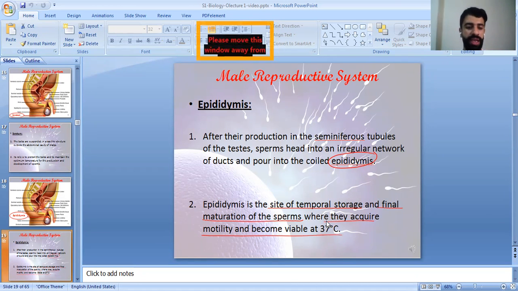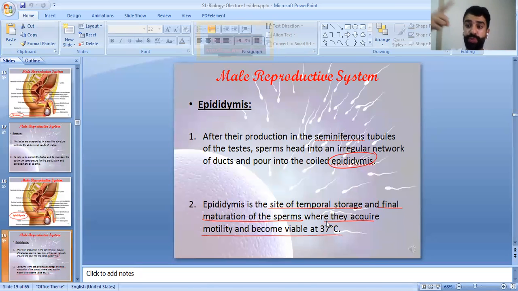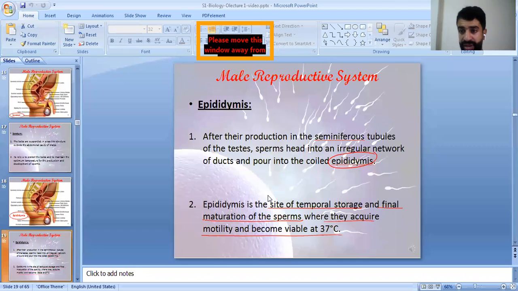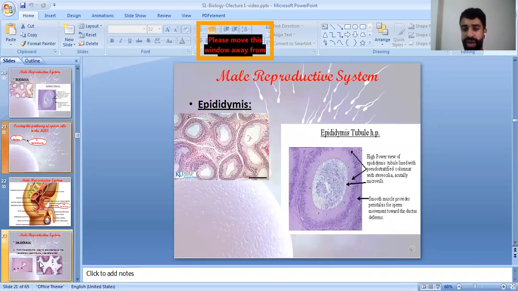We used to say that sperm swim. But recent studies, which surprised all scientists and biologists, show that they don't swim. Sperm cells spin, meaning they move in a circular mode. This was the latest study, done in 2019-2020. We all knew that sperm cells swim, while the recent study says that sperm cells spin like a spinner. So the role of the epididymis is to be the site for temporary storage and the final maturation of the sperm cells, where they acquire motility and become viable and active at 37 degrees Celsius.